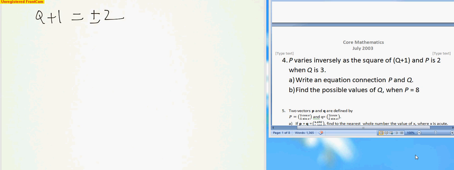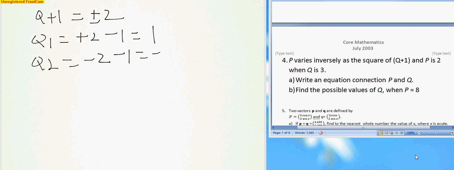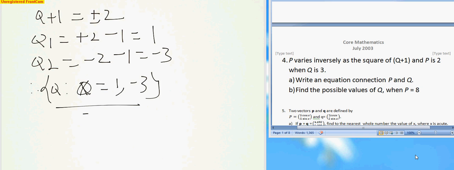So what are the values of Q? The first value of Q is, so Q1 is equal to, I'm going to keep the plus, so plus 2 minus 1, and that is equal to 1. And then Q2 is equal to minus 2 minus 1, which is equal to minus 3. And therefore Q is such that Q is equal to 1 comma minus 3. Those are your answers. Okay.